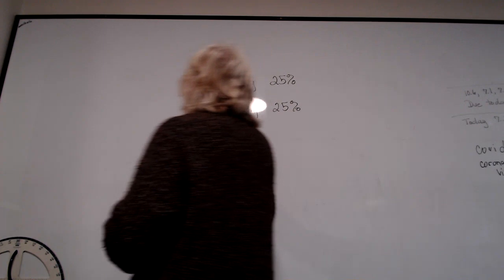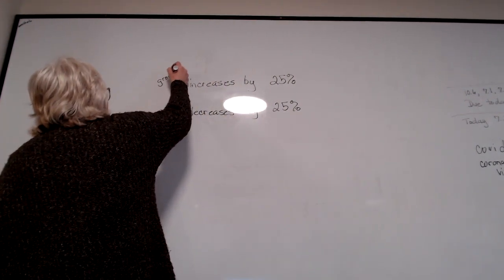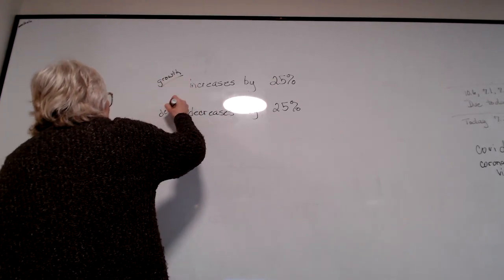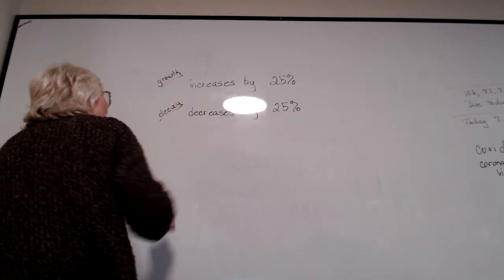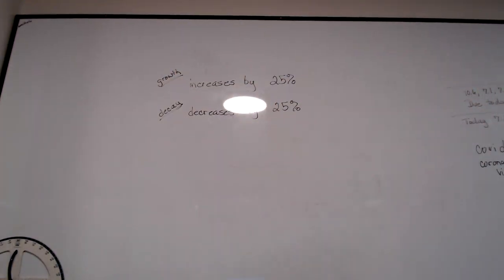I mean, the one not decaying is the increases. Okay, this is the growth. But look at my percent. It's the same in both cases. That doesn't make sense, does it?